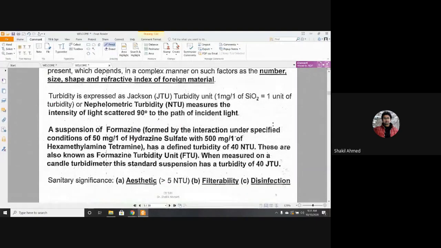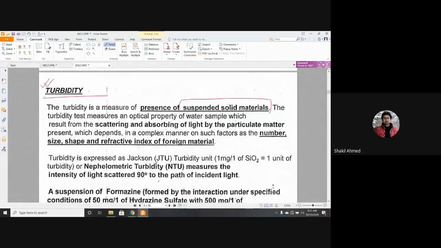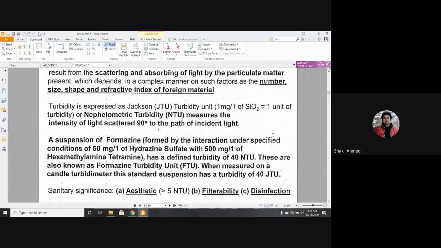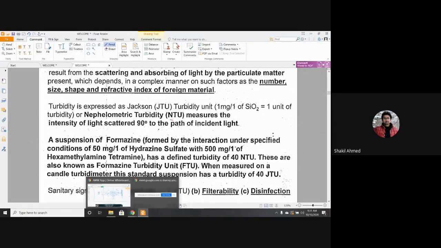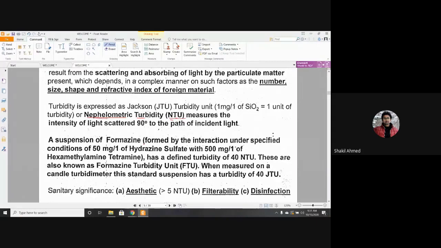The unit of turbidity is NTU. Usually you measure with a unit, like the unit of mass is kg. The unit of turbidity is NTU, which stands for nephelometric turbidity unit. This is the most common nowadays. Sometimes previously people used JTU, the Jackson turbidity unit, but this is not used right now. So you will use NTU.